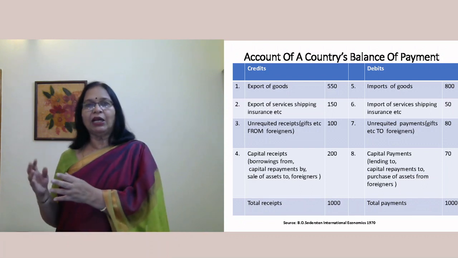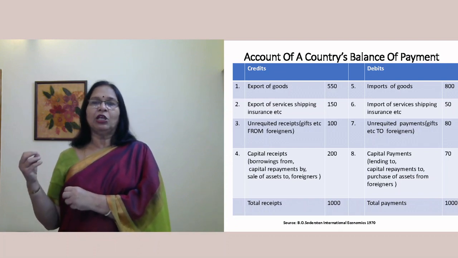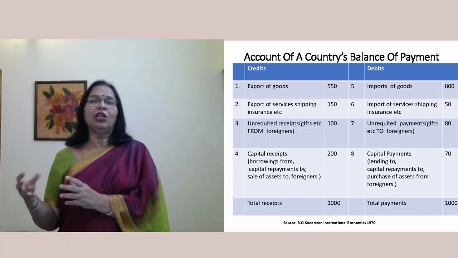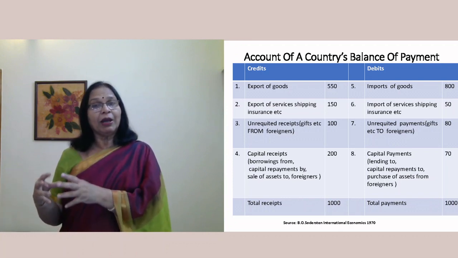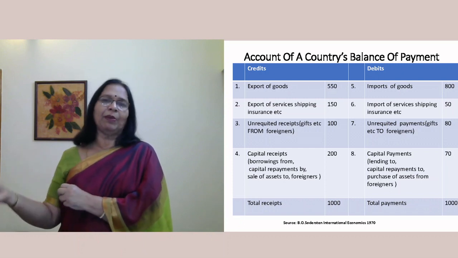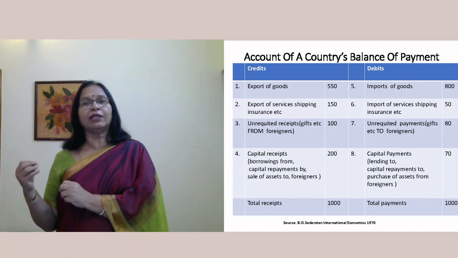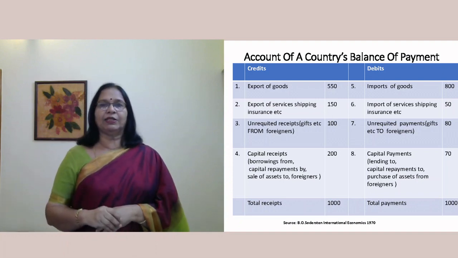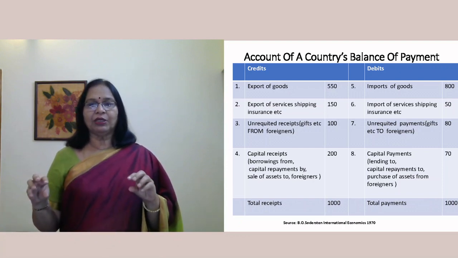Similarly, there are unrequited payments also. We might make payments to other countries in terms of gifts during some crisis or some development matters. India makes payments to other countries in terms of these kinds of payments. These are called unrequited remittances. So items 3 and 7 are unrequited remittances.